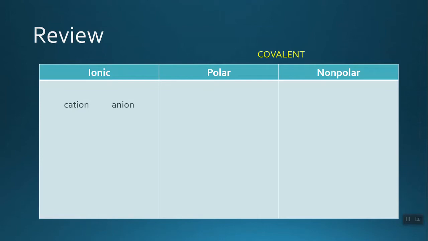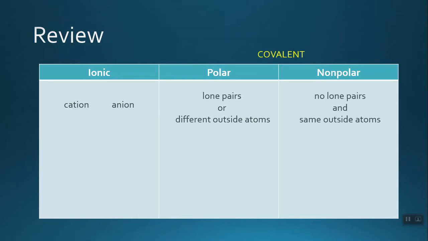Well, our covalent molecules, we would first draw out the Lewis dot structure, and if we see lone pairs, so remember lone pairs on a central atom, or different outside atoms, we know that we are dealing with a polar molecule, whereas nonpolar molecules have no lone pairs and they have the same outside atoms. Now, I could go into it, and we talked about polarity that has to do with electronegativity, right? But this here is just our simple test of if a molecule is polar or nonpolar.